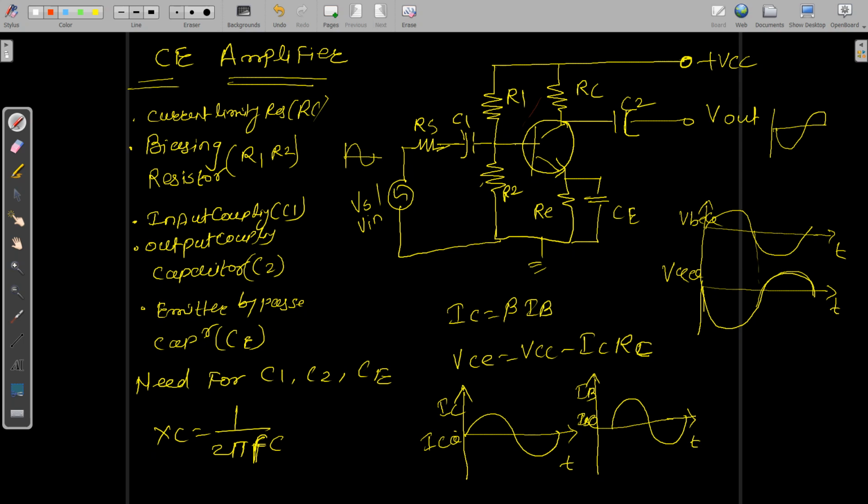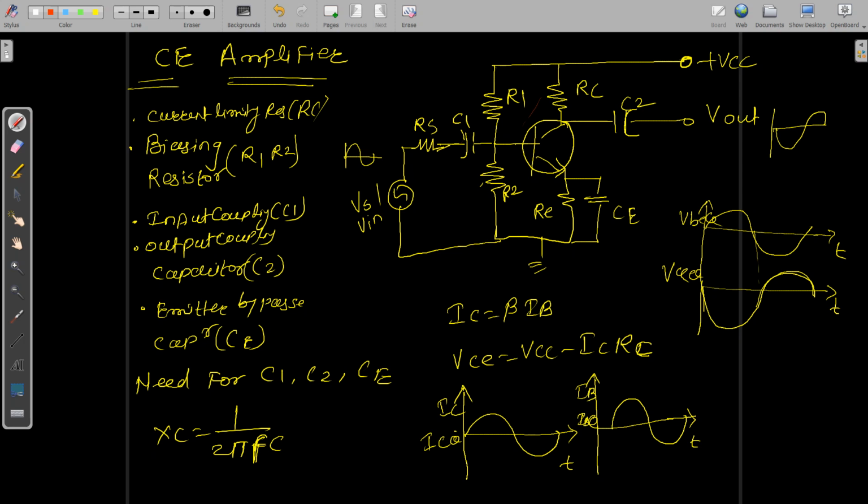This is RC, which is connected from the power supply to the collector, that is the current limiting resistor. This RE, which is connected from the emitter terminal to the ground, is called the stabilization resistor. And this CE is a bypass capacitor, connected in parallel with the stabilization resistor, and the output capacitor is again a coupling capacitor. This is a DC power supply. So I have an AC power supply, I have a DC power supply. These are my coupling capacitances, this is my bypass capacitor, this is the current limiting resistor, this is the stabilization resistor, and this is the biasing resistor.